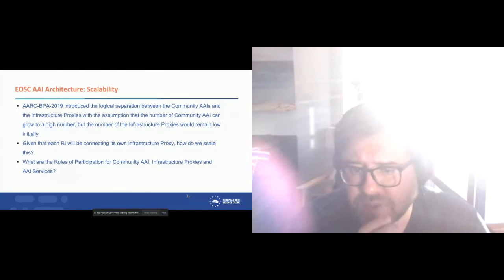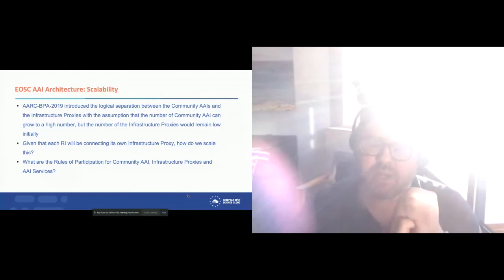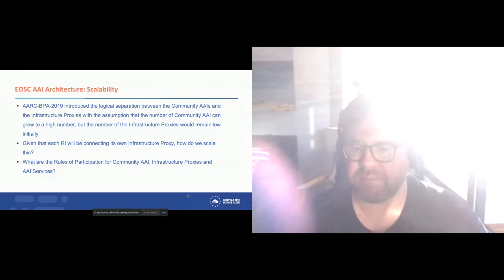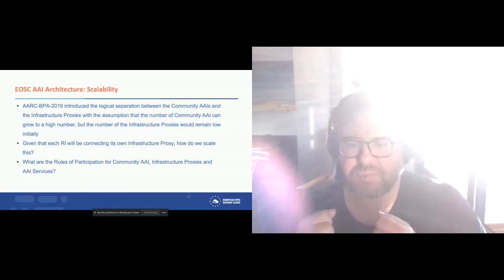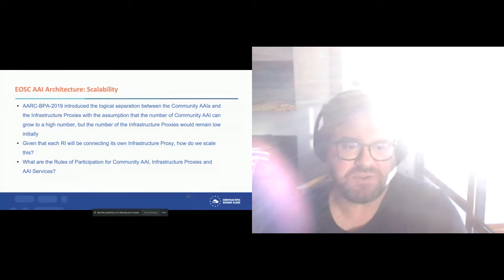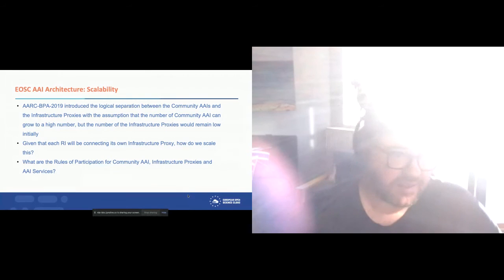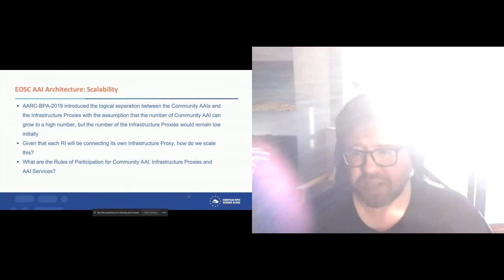The last challenge was about scalability. And AARC BPA 2019, as also presented by Nicolas, made a very important leap in introducing the logical separation between the community AAI, where the research collaboration manages the permissions, the roles, the membership of the collaboration, and the infrastructure proxies, which are basically managing access to specific resources provided in the realm of a given infrastructure.